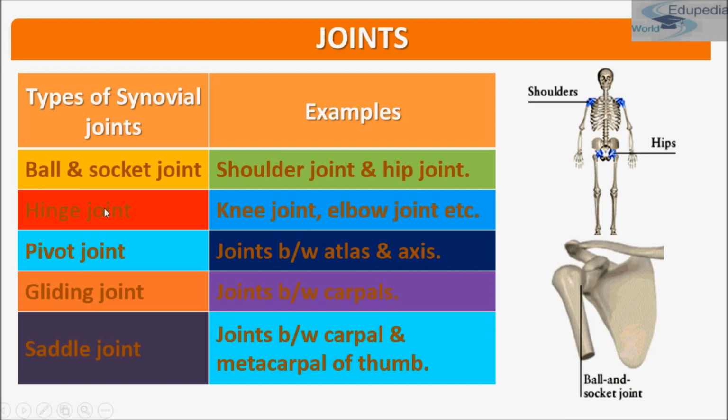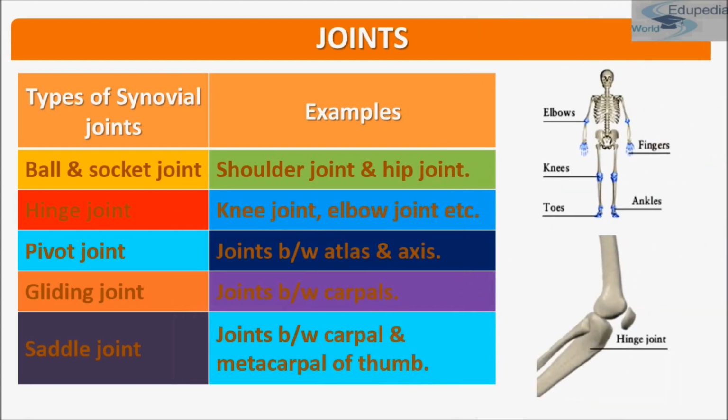And then comes hinge joint. Hinge joint, you can say that it is a knee joint. Okay, it is a knee joint, and the elbow joint. See, this is hinge joint, knee joint. Okay, fingers, blue color representation are all hinge joints. Elbow, phalanges, wrist bone, knee joints, toe joint, ankle joint. So they are the examples of the hinge joint.